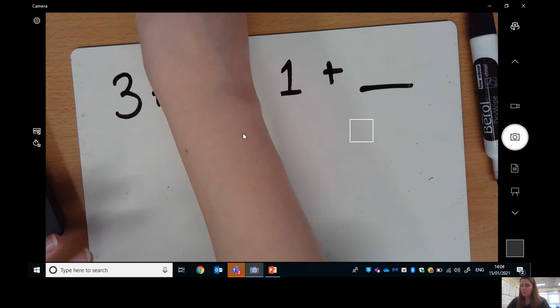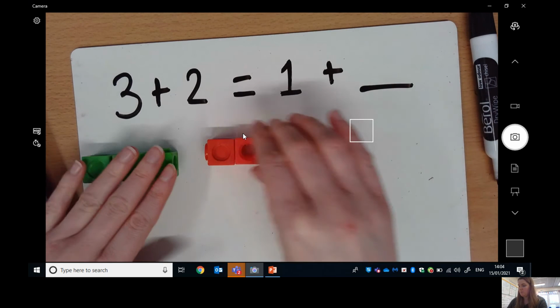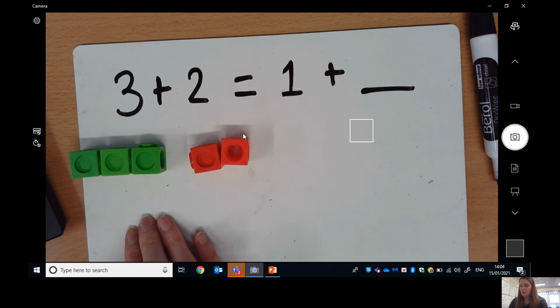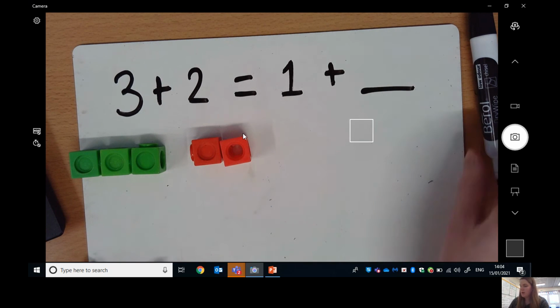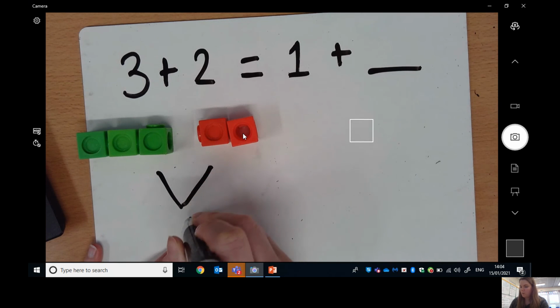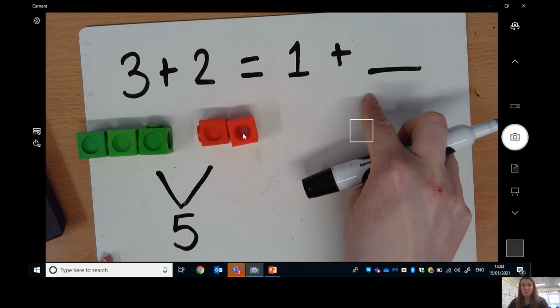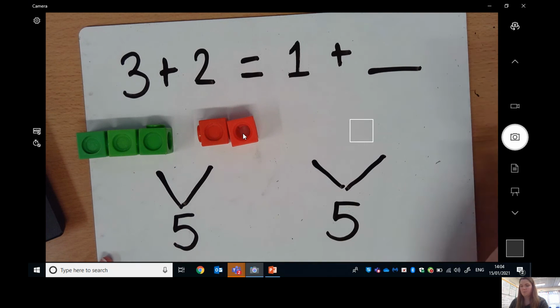So the first thing I'm going to do is get my 3 and get my 2. Okay, I've got my 3 and I've got my 2. What number do you think this is? You'd be absolutely right in thinking that was 5. Well done. So what does this sum need to make? It needs to make 5. Great. 3 plus 2 is the same as 1 plus what?